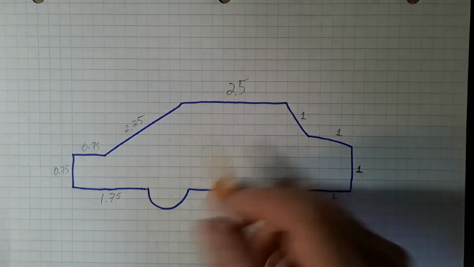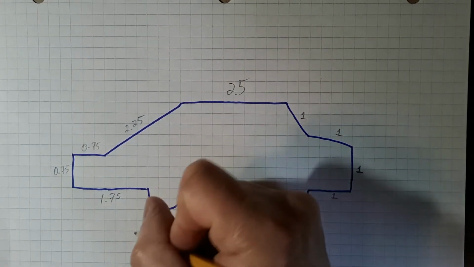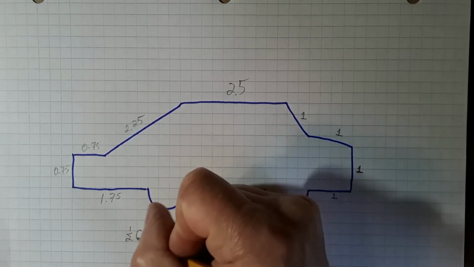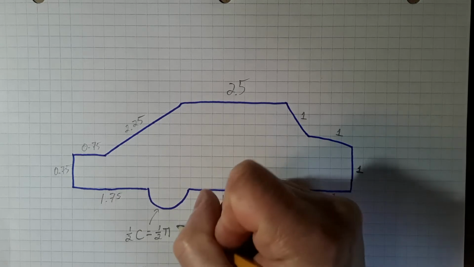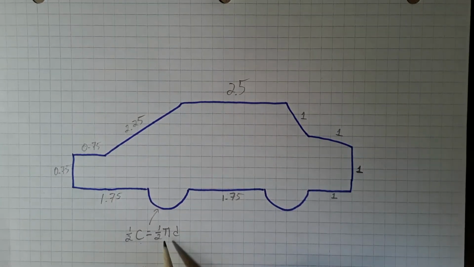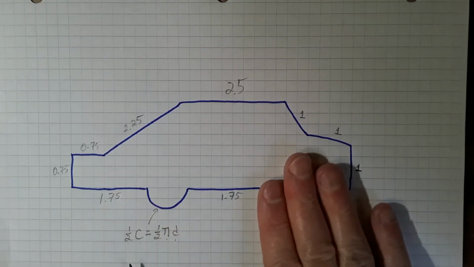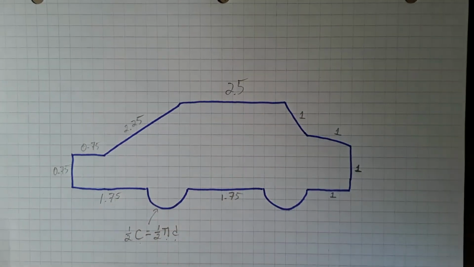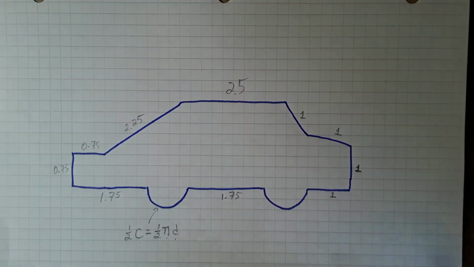I have half a circle here, so half of the circumference is 1/2 of pi times the diameter, because the circumference is pi times the diameter. Now, someone might say, wait a sec, there's another half circumference here, and that's true. Maybe if you drew a unicycle, you would only have half a circle. So just to show that we could do half a circle, I'm going to show it like this.